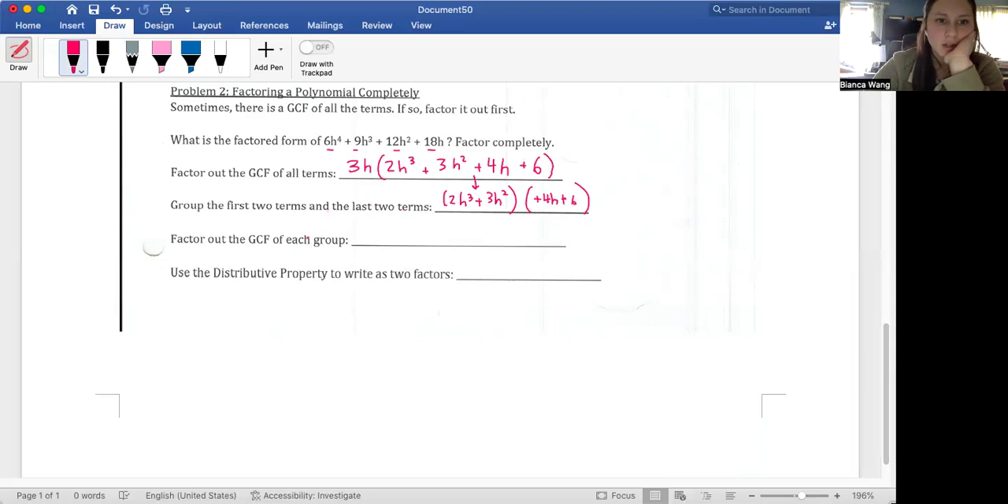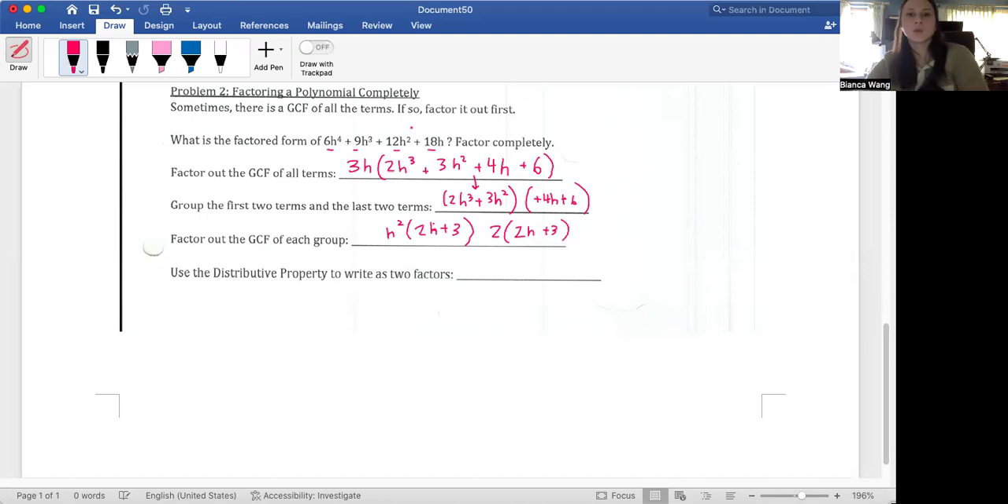Now I'm going to factor out each set of parentheses. And so it looks like the first set only has a common factor of h to the second power. So the h to the second power times 2h plus 3. And the second one can all be divisible by 2. So it'd be 2, and then this would be 2h plus 3 again.